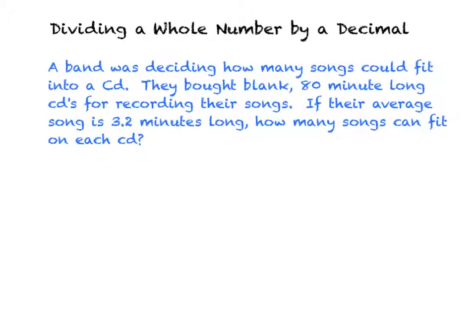First things first, let's take a look at our problem and let's break it out, and then let's go through the steps on how to divide a whole number by a decimal. A band was deciding how many songs could fit into a CD. They bought blank 80-minute long CDs for recording their songs. If their average song is 3 2/10 minutes long, how many songs can fit on each CD?